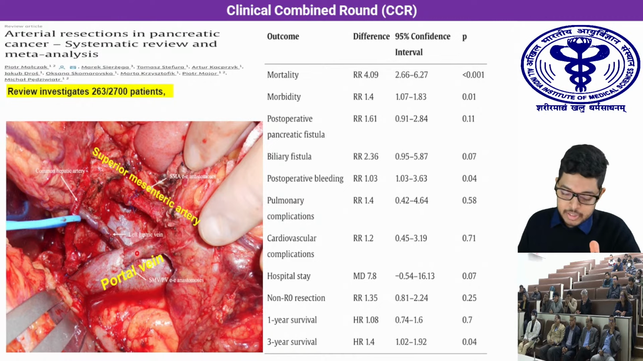In this picture, you can see that the portal vein has been resected and end-to-end anastomosis has been made here. Also, if you can see here, this is the superior mesenteric artery, where a segment of the artery has been excised and end-to-end anastomosis has been made.